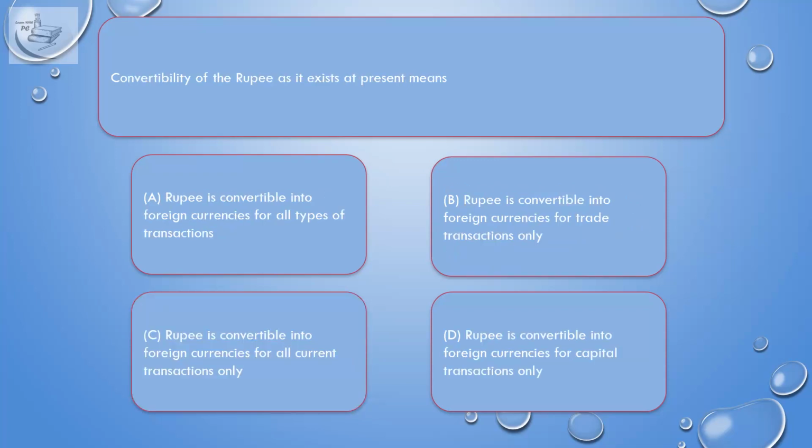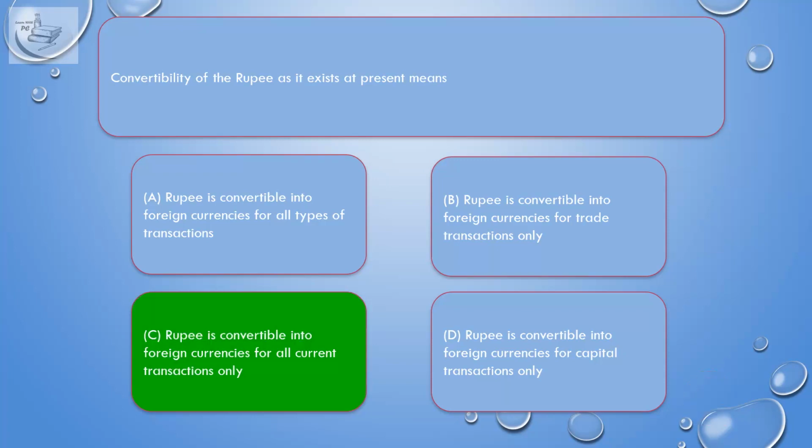Question: Convertibility of the rupee as it exists at present means A. Rupee is convertible into foreign currencies for all types of transactions, B. Rupee is convertible into foreign currencies for trade transactions only, C. Rupee is convertible into foreign currencies for all current transactions only, D. Rupee is convertible into foreign currencies for capital transactions only. Correct answer is C. Rupee is convertible into foreign currencies for all current transactions only.